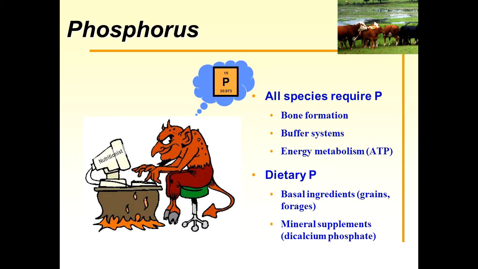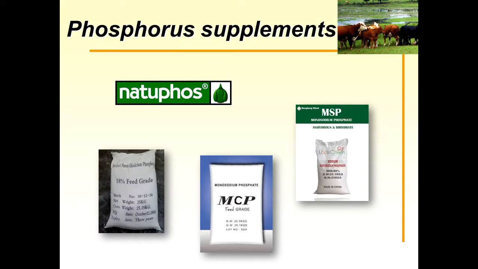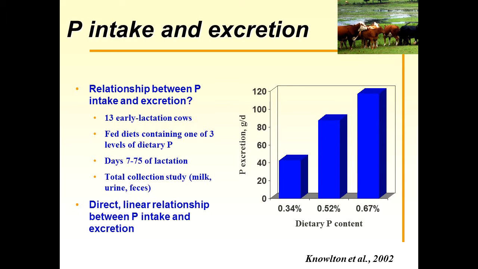And they get the phosphorus that they need from two key sources in the diet. The first is just as part of the basal ingredients. Grains and forages, byproduct feeds, all of these contain a fair amount of phosphorus. We also supplement phosphorus to livestock and dairy diets by way of mineral supplements, so dicalcium phosphate, monocalcium phosphate, monosodium phosphate. There are a variety of mineral sources of phosphorus that are used to supplement any needs beyond what is provided from the diet. The problem comes when we feed too much phosphorus. When we feed more phosphorus than the animal needs, that extra phosphorus comes right out the other end in manure.